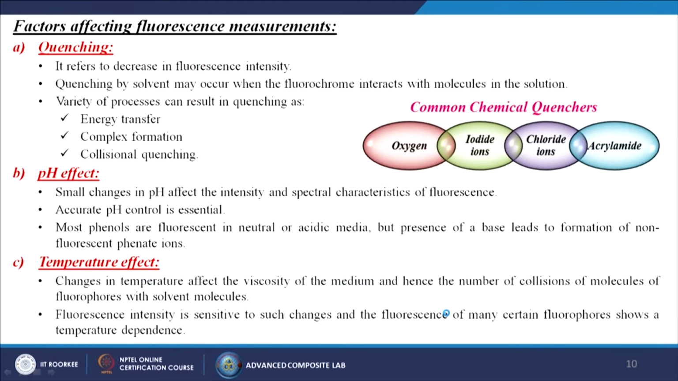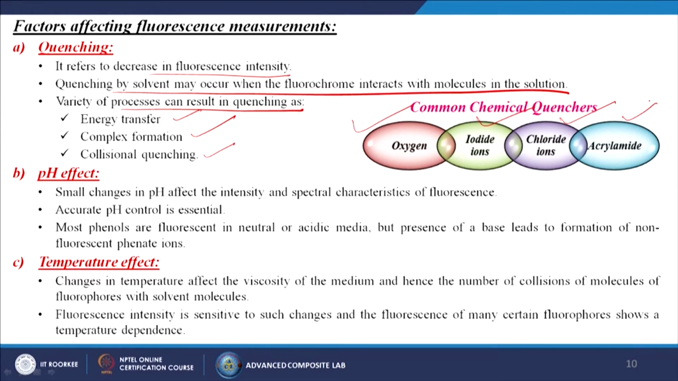Factors affecting the fluorescence measurements. What are those? First one is called quenching. It refers to a decrease in fluorescence intensity. Quenching by solvent may occur when the fluorochrome interacts with molecules in the solution. A variety of processes can result in quenching such as energy transfer, complex formation and collisional quenching. Common chemical quenchers are oxygen, iodide ions, chloride ions and acrylamide.